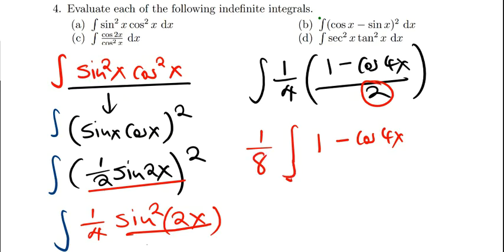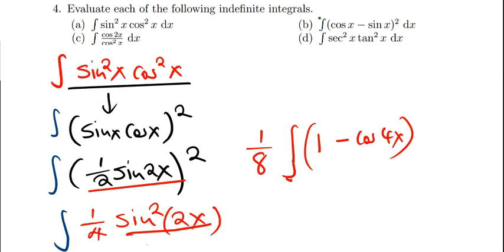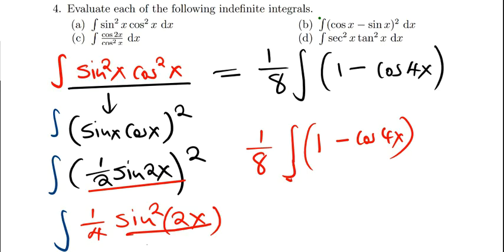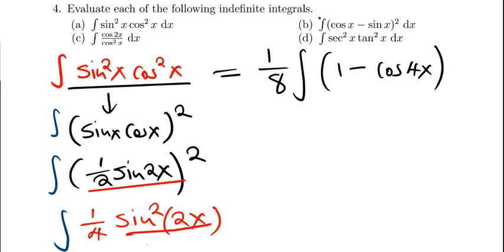Now what you're seeing there is 1 minus cosine 4x, which looks at least very, very easy for you to navigate through when it comes to integration. So let's try to integrate them now one by one. I want you to know that this has been simplified to 1 over 8, the integral of 1 minus cosine of 4x. Now, step by step, what is the integral of 1?